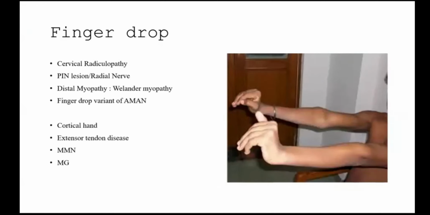So the next presentation is finger drop. If a patient comes with finger drop, what are you going to think of? You will immediately think of posterior interosseous nerve involvement, but it can also be due to cervical radiculopathy, root involvement. It can be a manifestation of GBS, a manifestation of AMAN. It can also be a cortical hand. Then we also have to think of other rare distal muscular diseases. Also, classically, if the patient comes with differential finger drop, we have to think of multifocal motor neuropathy. And there have been rare cases of myasthenia presenting with finger drop as well.